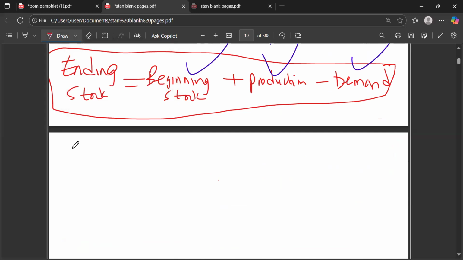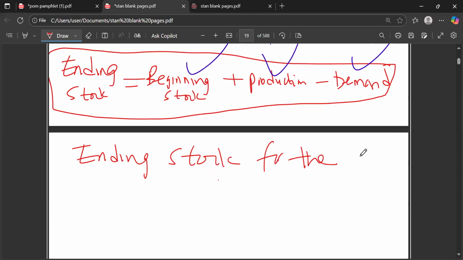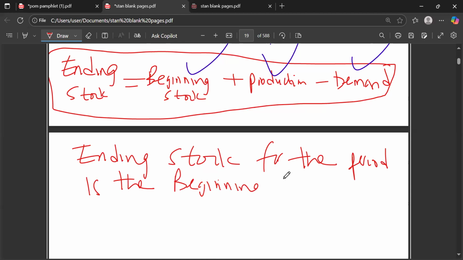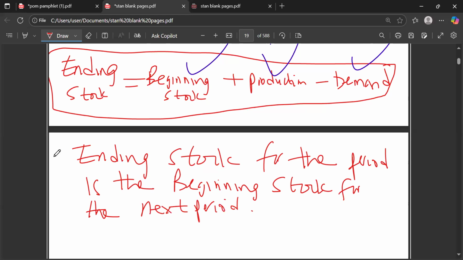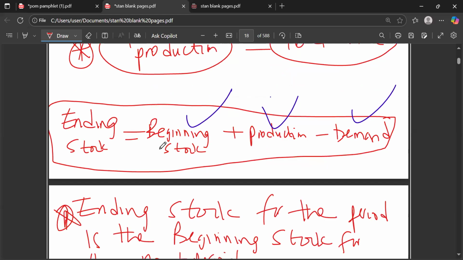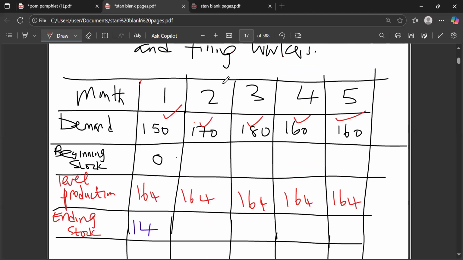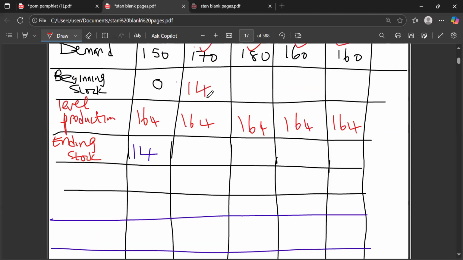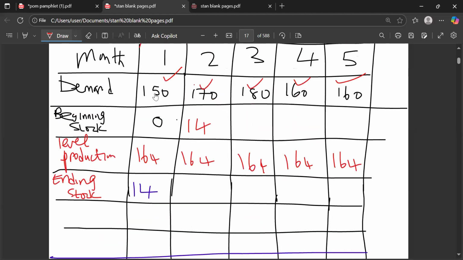Now, the ending stock for the period is the beginning stock for the next period. Are we together? Okay. Beginning stock for the next period. You understand what I mean now? Yes. So meaning that what is going to happen here is 14 will come here as beginning stock. All right. So what next?